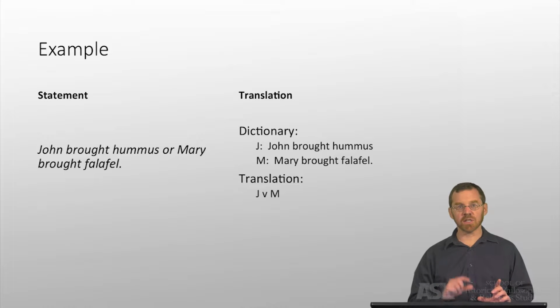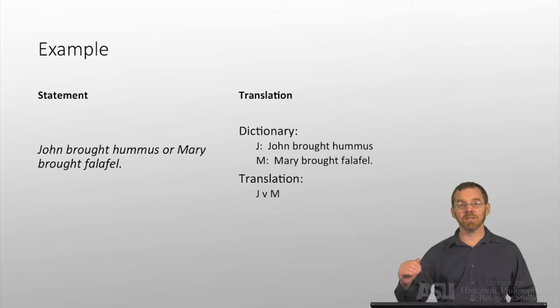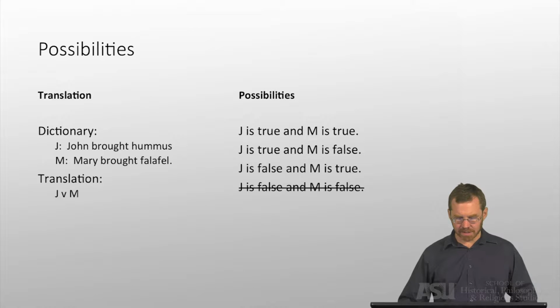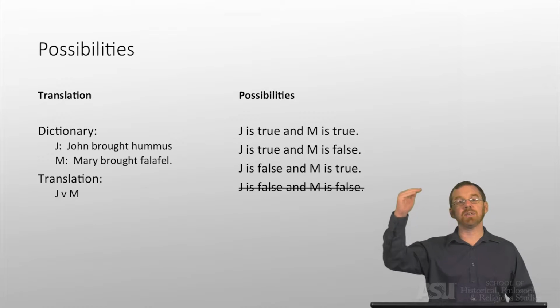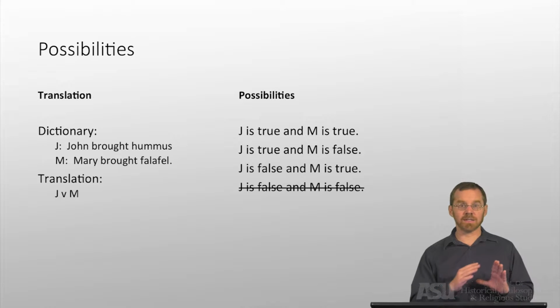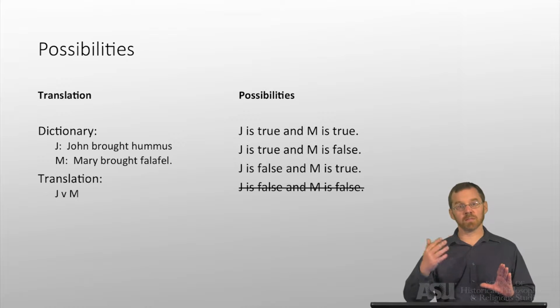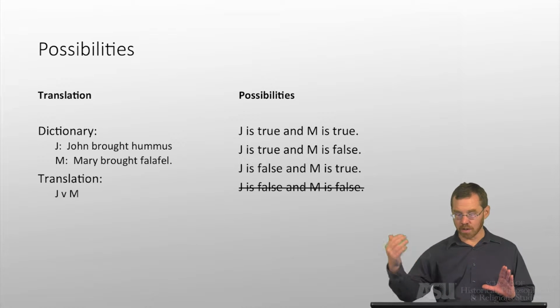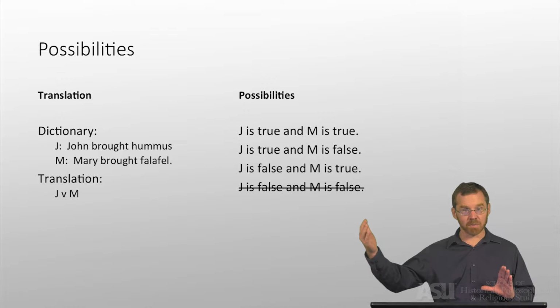And the truth function is a matter of which possible combinations of truth and falsity it leaves open and which ones it eliminates. So in this case, the wedge eliminates the possibility that J is false and M is false, and it leaves everything else open. Right? That's what the wedge is doing. It's saying at least one is true, possibly both. So J is true and M is true. That would be both. That's possible.